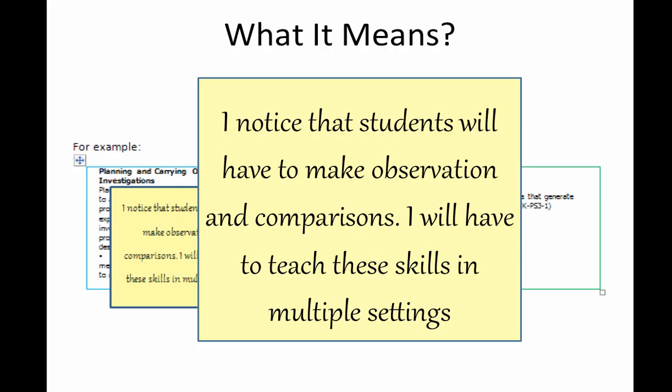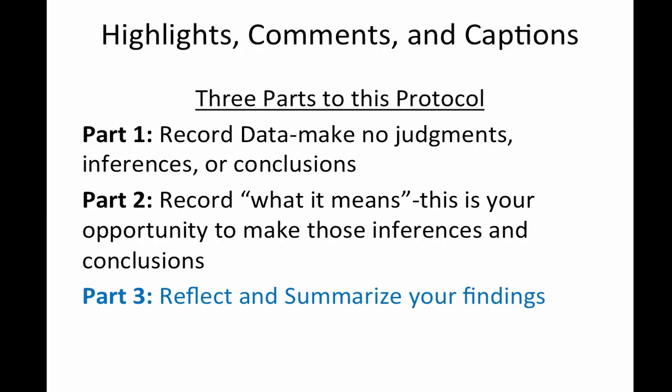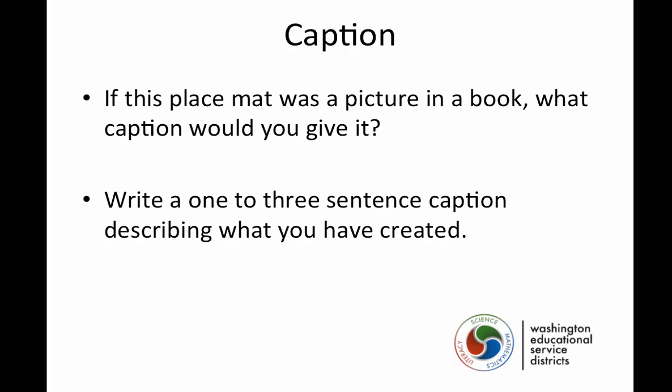In the last part, part three, reflect and summarize, you're going to make a caption. You look at the placemat as a whole and think about, if this was a picture in a book, what caption would you write to describe this picture? So that's the direction there. And that's it. That's the activity.